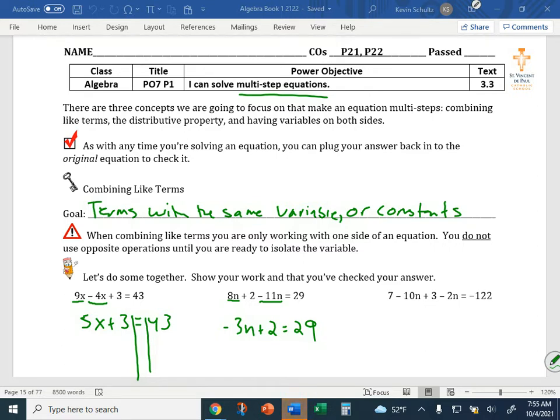Third one there, 7 minus 10n plus 3 minus 2n equals -122. What are the like terms that we have? Jack, give me one set. 7 and 3. Give me another set. Ellen? -10n and -2n, right? We've got terms for the same variable, those n terms, so they can be combined.